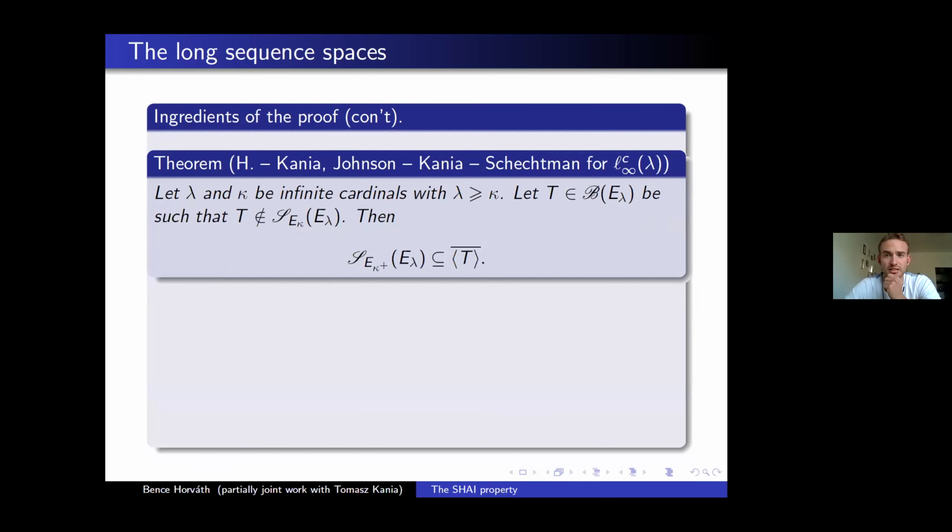And lastly, what we will need for this result is the following. If lambda and kappa are infinite cardinals satisfying this, and you have an operator which is not E kappa singular, then actually the E kappa successor singular operators will be contained in the closed two-sided ideal generated by T. So again, if T is not E kappa singular, then you consider this ideal, which is the next bigger one, and it will be contained in the closed two-sided ideal generated by T.